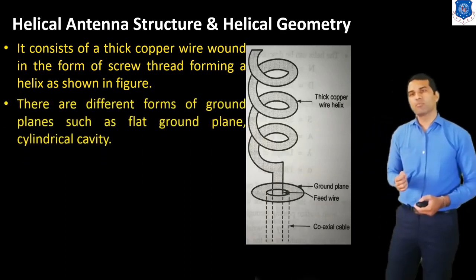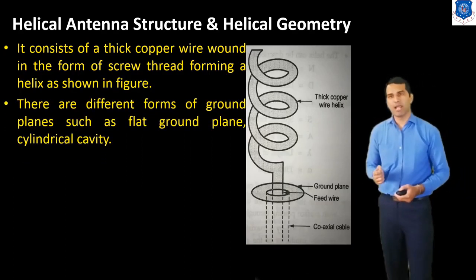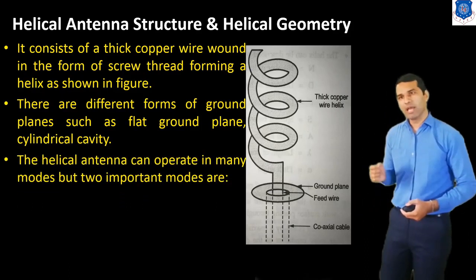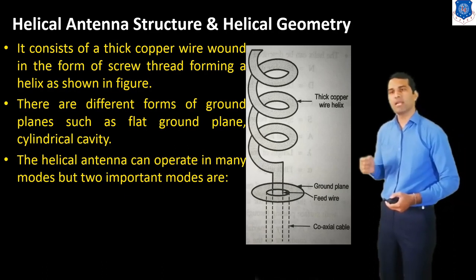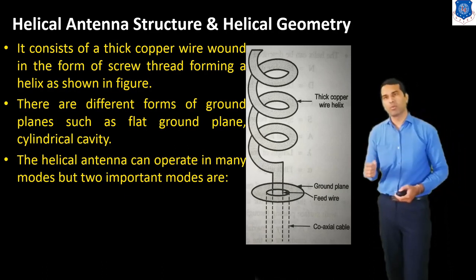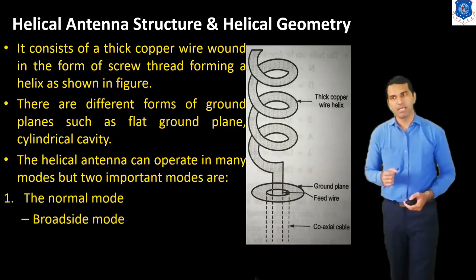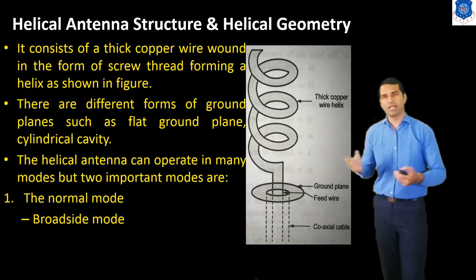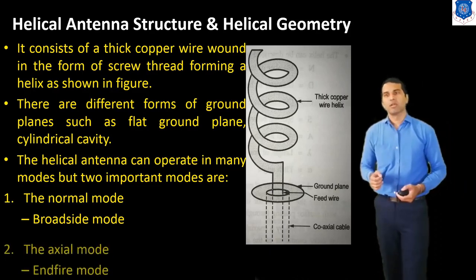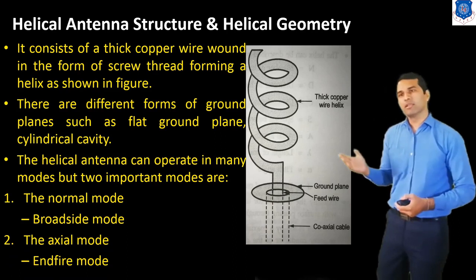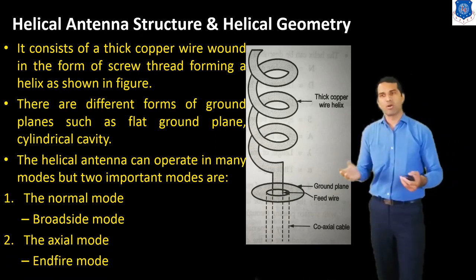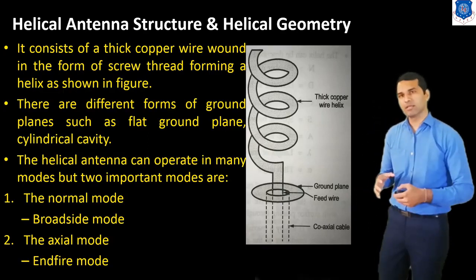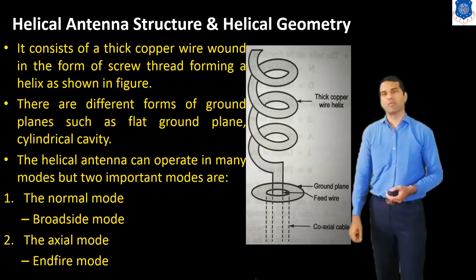There are different forms of the ground plane, such as a flat ground plane and a cylindrical cavity. The helical antenna can operate in many modes, but two important modes are, first, the normal mode, which is just like a broadside mode. In the normal mode the radiation pattern is like a broadside, and the second one is the axial mode, whose radiation pattern is just like an end fire array.